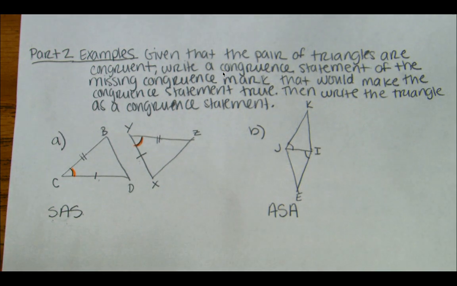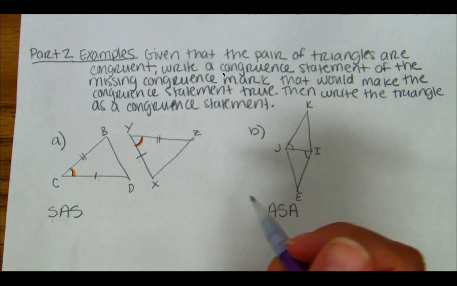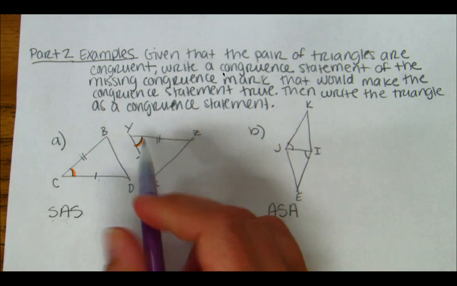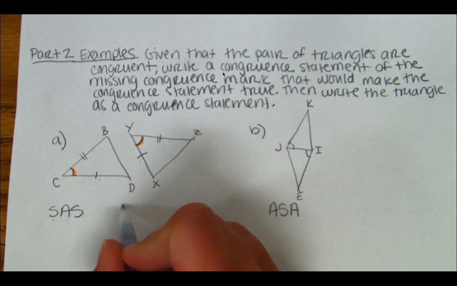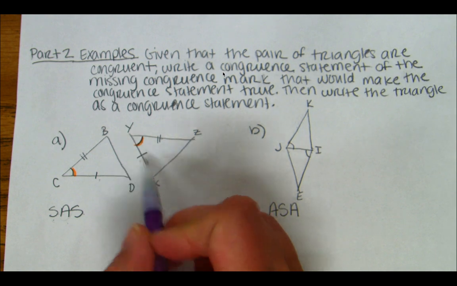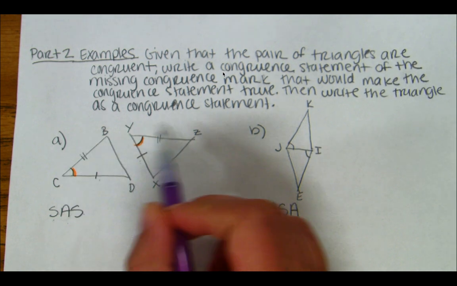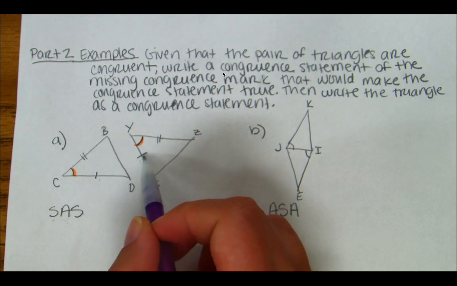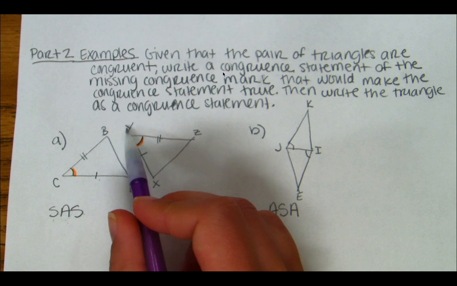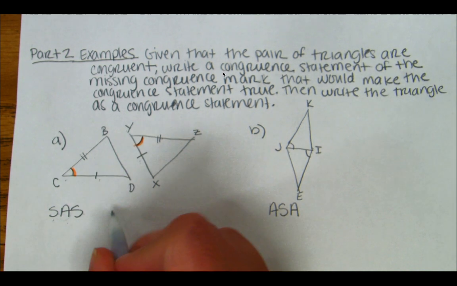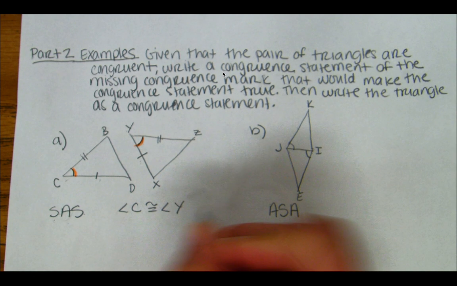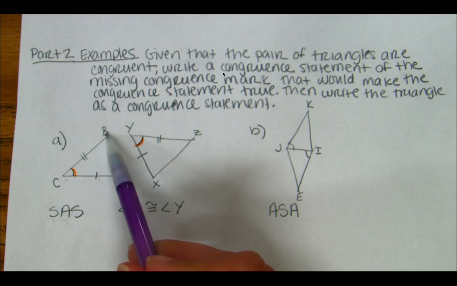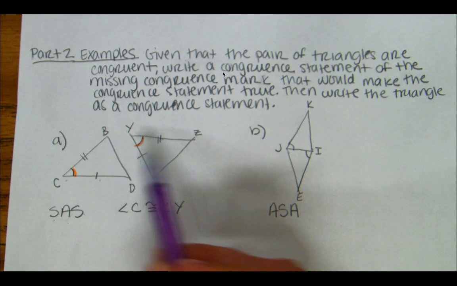So that means that the first thing I'm going to do is write that this angle is congruent to this angle. In this case, because these aren't attached to anything or to each other, I can just write it as angle C is congruent to angle Y. And then I want to also write that this triangle is congruent to this triangle.